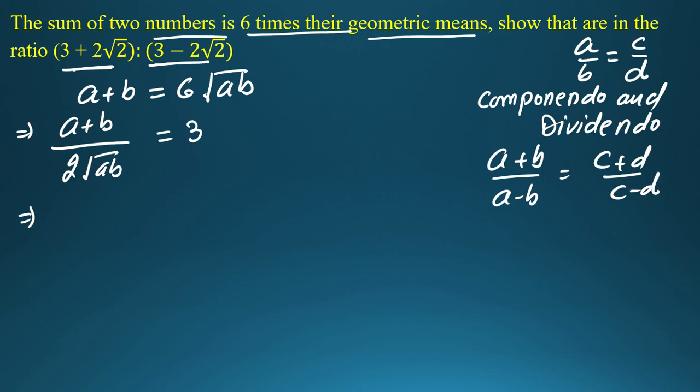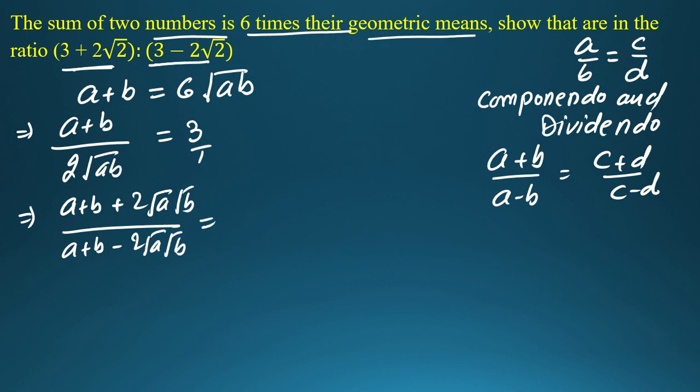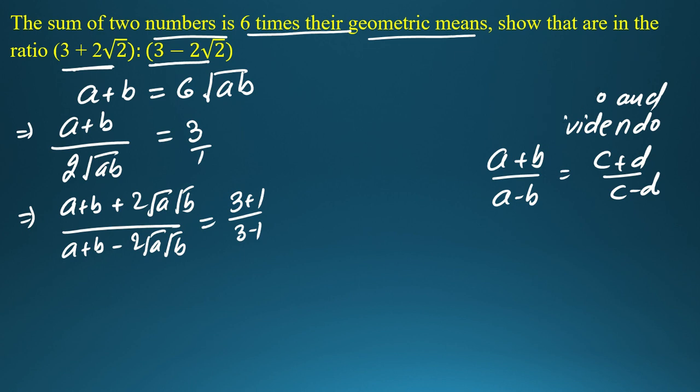Okay, so like this it will be (a + b + 2√a√b)/(a + b − 2√a√b) = 3/1. So (3 + 1)/(3 − 1). Okay, now componendo dividendo finish.